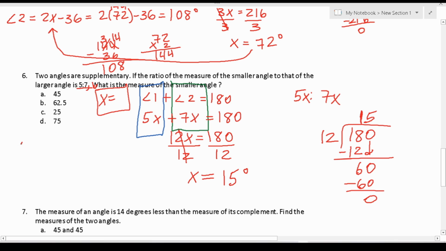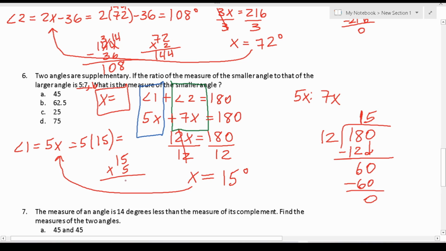So this is going to be angle 1 equals 5x. Let's take that x and plug it in place of x over there. It's going to be 15 times 5. In case we can't do that in our head, let's work it off to the side. 15 times 5. 5 times 5 is 25. Carry your 2. 5 times 1 is 5 plus 2 is 7. So we can see the measure of this small angle in this supplementary pair of angles is 75 degrees. Okay, so that's that one.